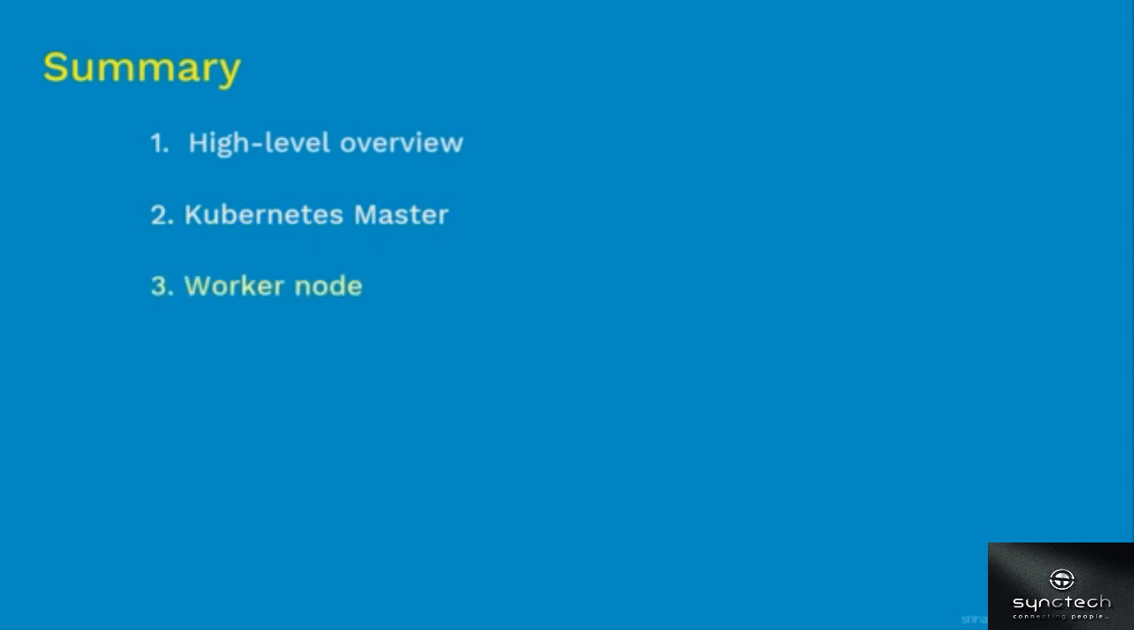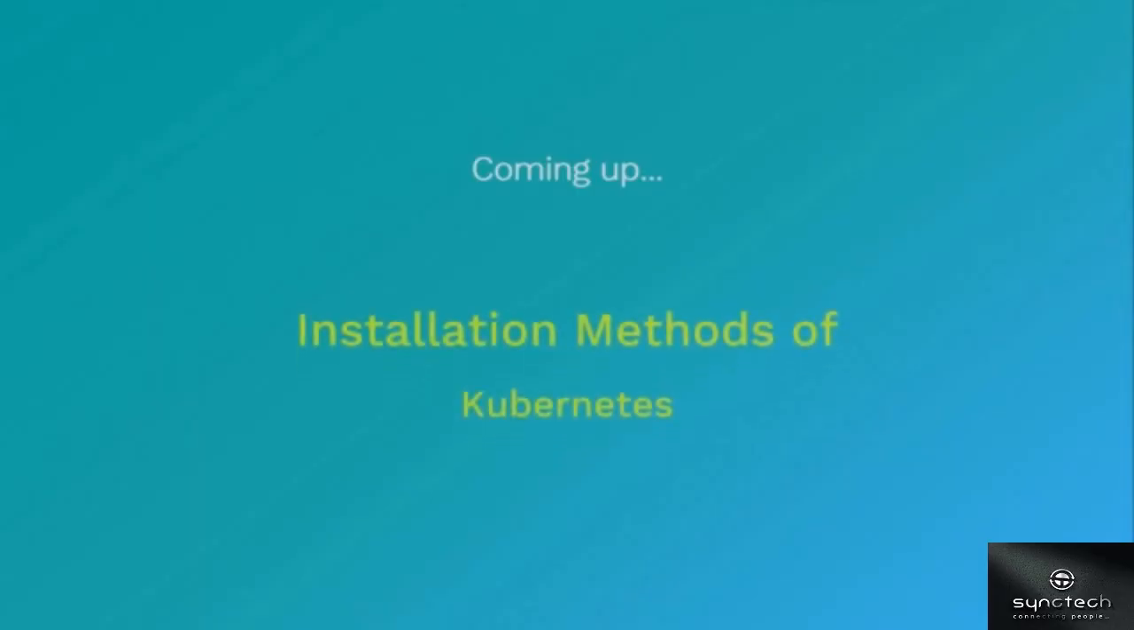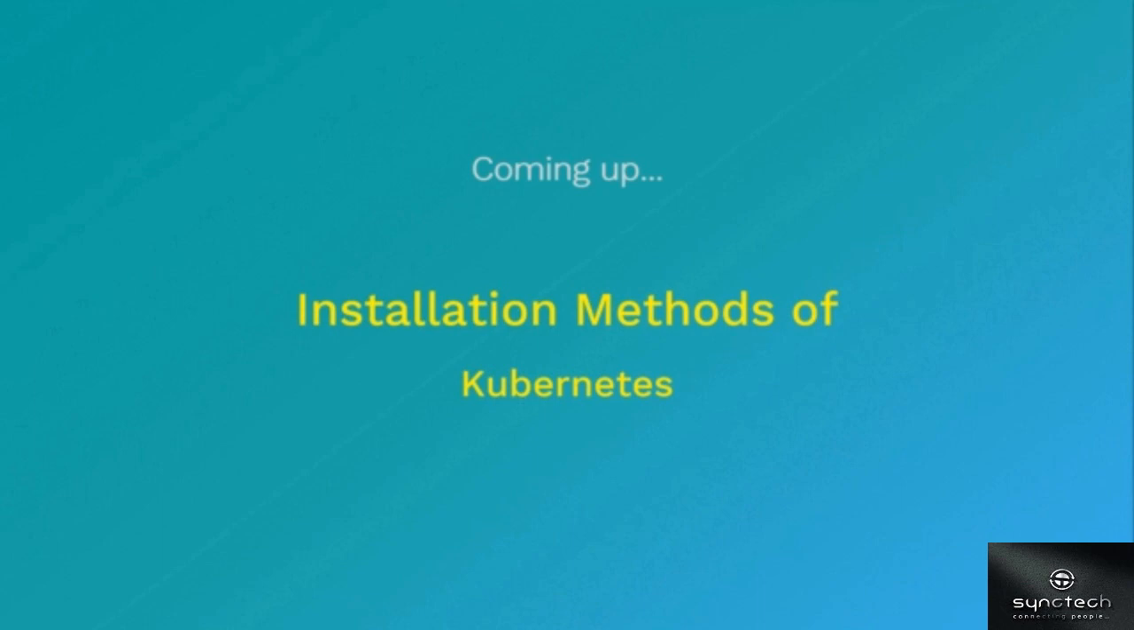In that, we discussed 4 important core components of the worker node, which are kubelet, kubeproxy, pod, and containers. After that, we combined both the master section and the worker node section to form the complete Kubernetes cluster. And finally, we reviewed the key terms we used in the master section and the worker node section. And now, this video leads to our next topic, which is installation methods of Kubernetes.